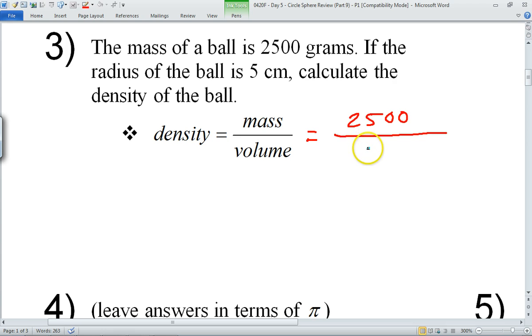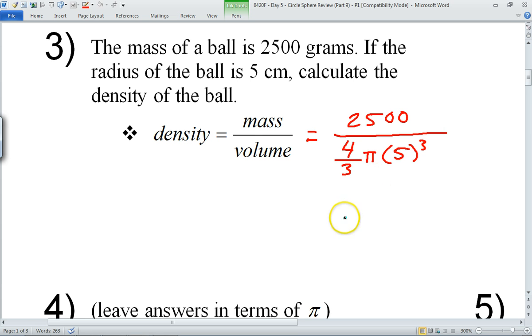Okay, now I need to know the volume. Is that 5? Do I just put a 5 down here? No, that's just the radius. How do I find the volume? Well, the formula for the volume is given to us. That will be provided for you. The volume of a sphere is 4/3 pi times the radius cubed. 4/3 pi r cubed. So this giant expression will give me the density, mass over volume.